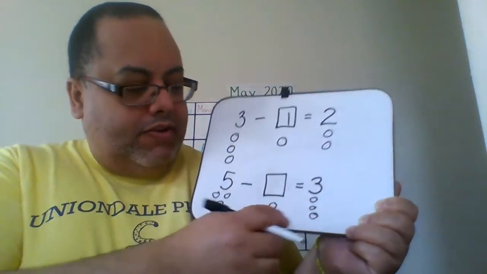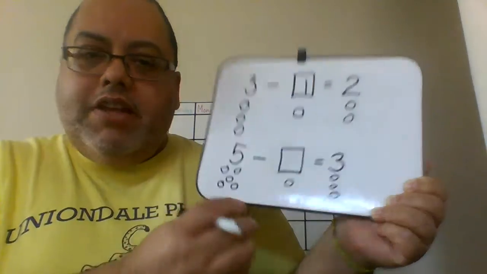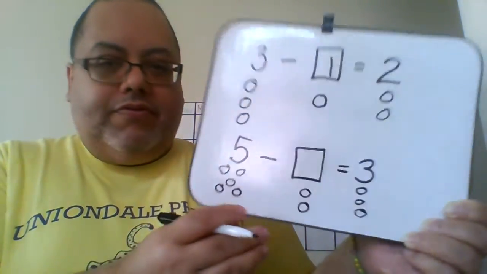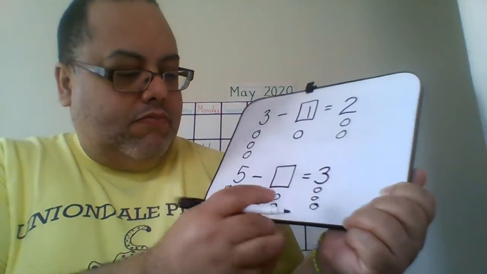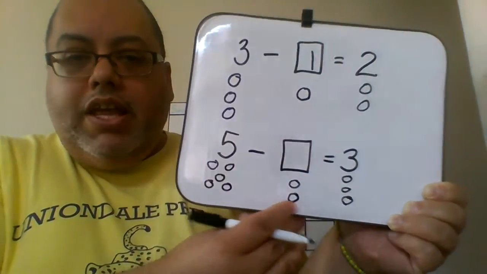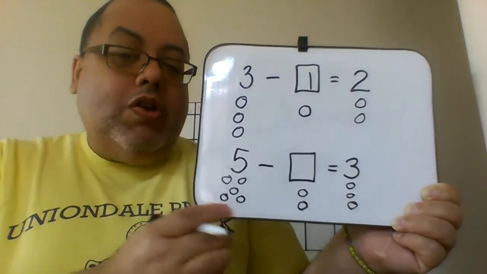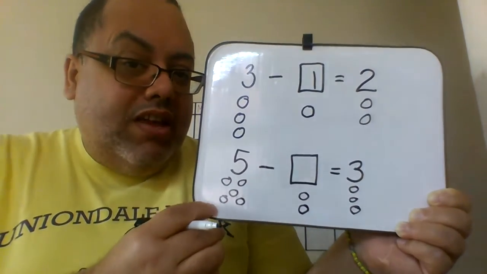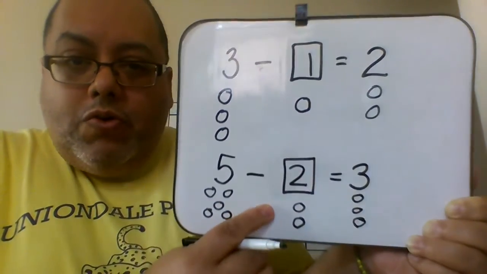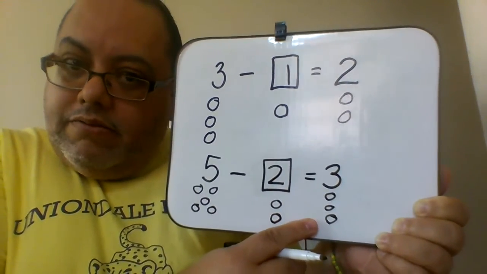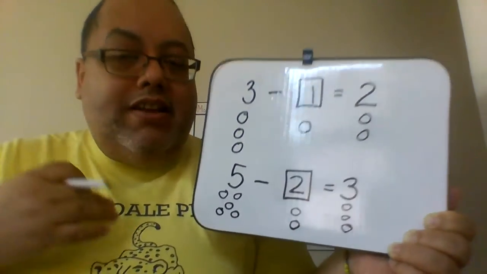So let me try with 1. 3 plus 1 equals 4. It doesn't equal 5. Let me add another one. 3 plus 2 does equal 5. So if 3 plus 2 equals 5, then 5 minus 2 equals 3. Because it's the what? The opposite. The opposite of adding.